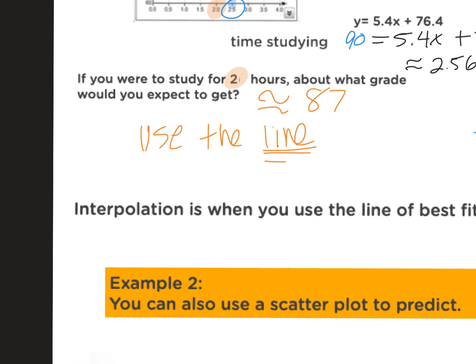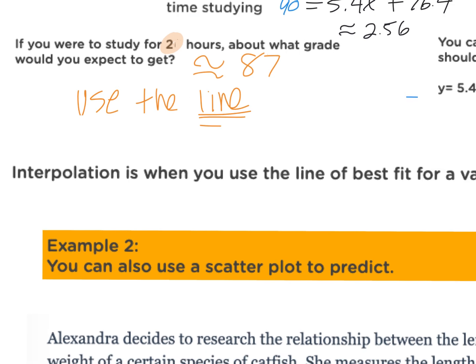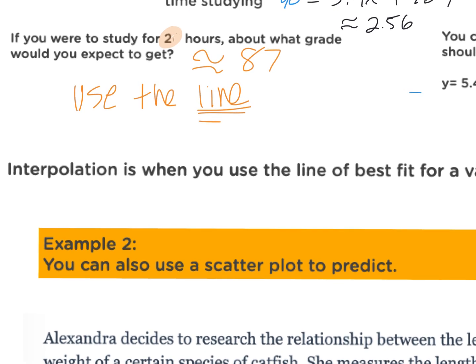And there is actually a word for that whenever you're using the line of best fit for a value that is inside of the graph. You're doing something called interpolation, okay?